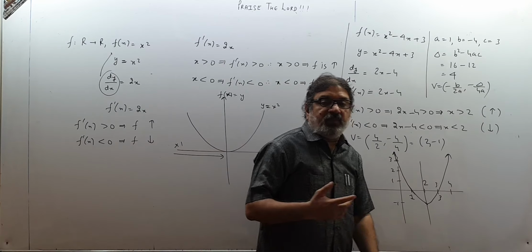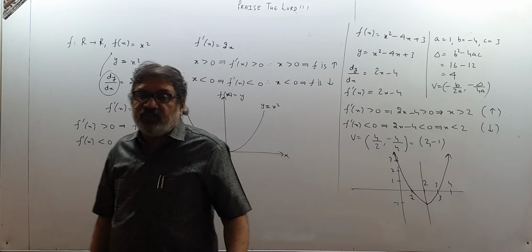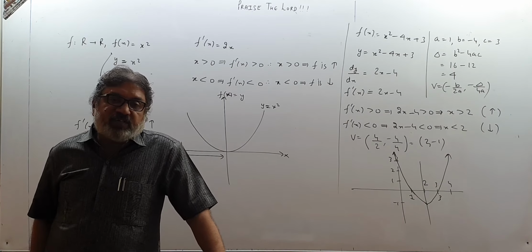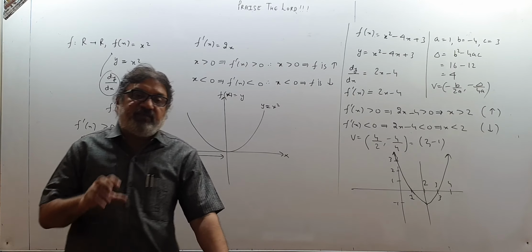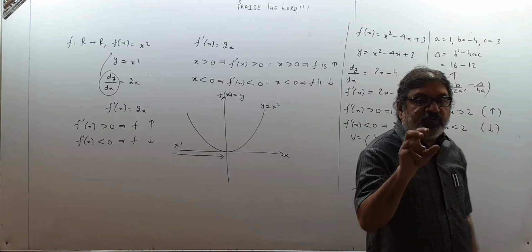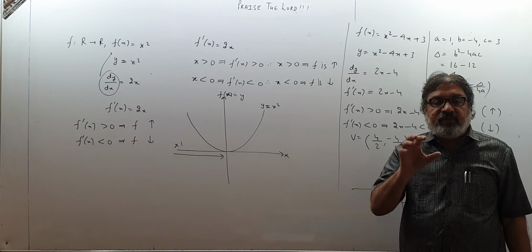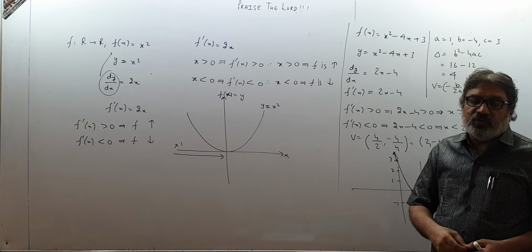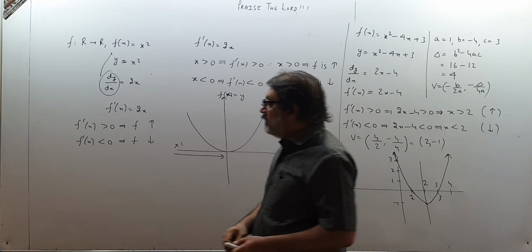So how to check with the help of derivatives whether your function is increasing or decreasing? Find out f dash x. In whatever region f dash x is positive, for whatever values of x, f dash x is positive, your function will increase. And for whatever values of x, your f dash x is less than 0, your function will decrease.